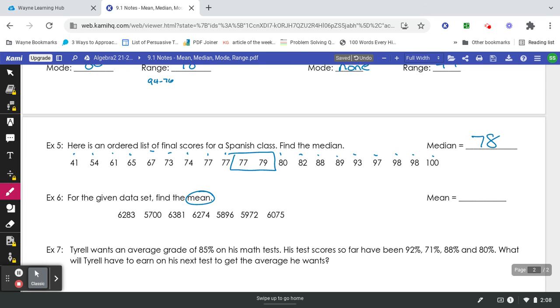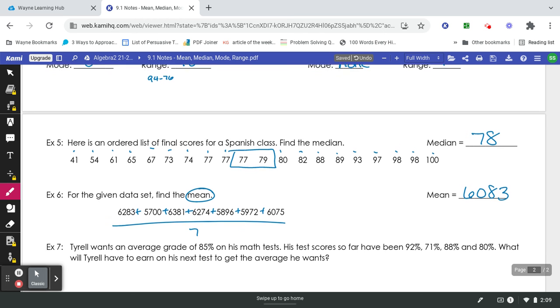The next one, in order to find the mean, you just add these all up, and you would then divide by how many numbers there are, which there are 7. Just make sure with numbers this large that you are working very carefully and typing those into your calculator correctly. We should end up with 6083.